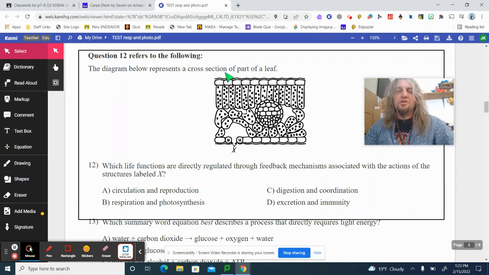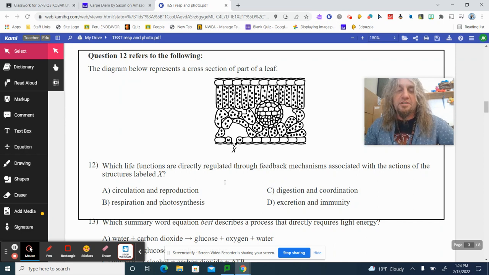This diagram below represents a cross-section of part of a leaf. You see this part right here is labeled X. Which life functions are directly regulated through the feedback mechanisms associated with the actions of the structure labeled X?